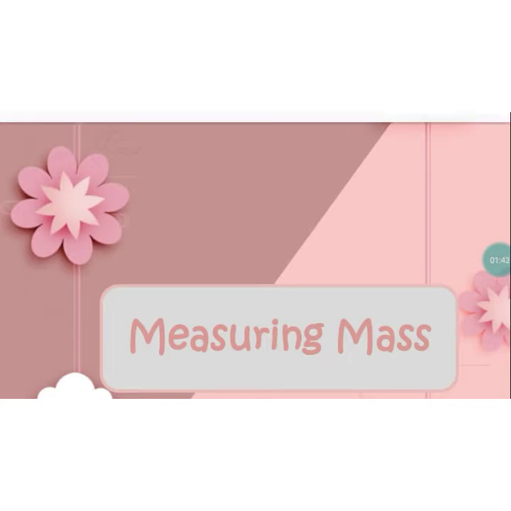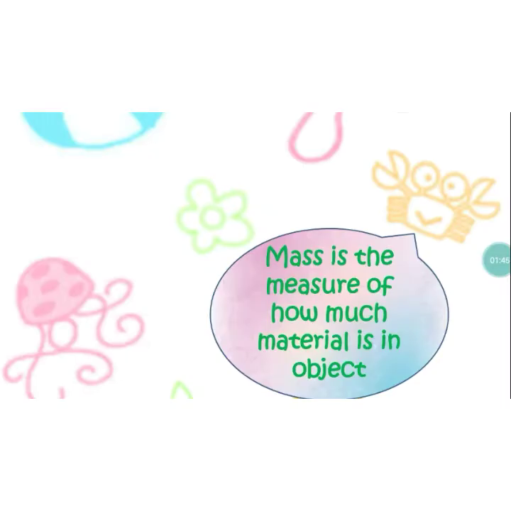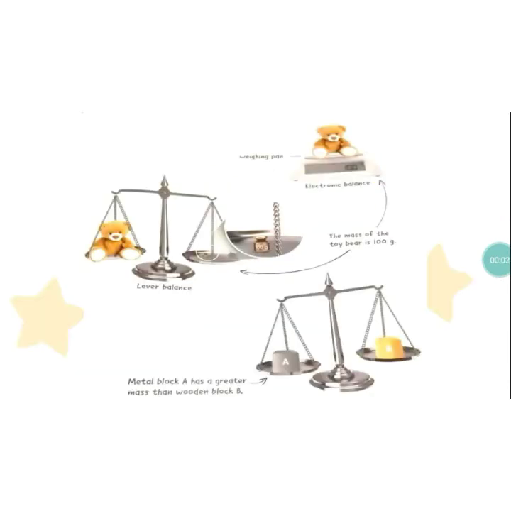The next instrument that we use to measure the mass, mengukur massa. The first we have to know the definition of mass. Apa sih massa itu? The mass is the measure of how much material is in an object. Jadi massa itu adalah jumlah materi dalam suatu benda. Jumlah materi dalam suatu bahan kita sebut dia massa. The unit is gram or kilogram. Jadi massa itu berapa kilogram dan berapa gram jumlah material dalam suatu bahan. This is called mass.